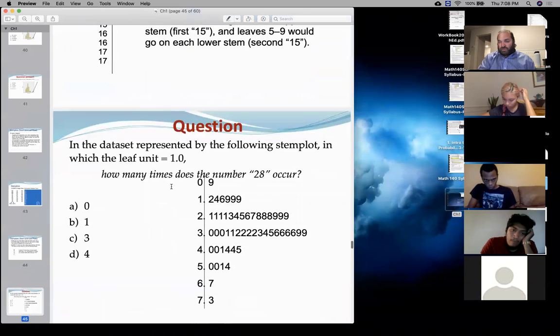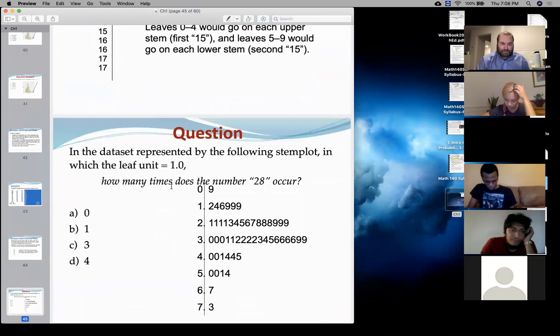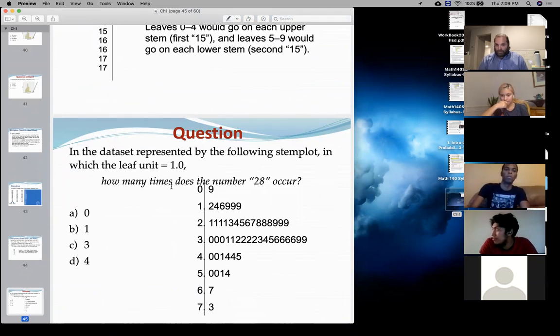Let's look at a quick question. In the data set represented by the following stem plot, in which the leaf unit is 1.0. So this is very important. The leaf unit is 1.0. So tell me, when you look at this data, what is the smallest number that occurs?